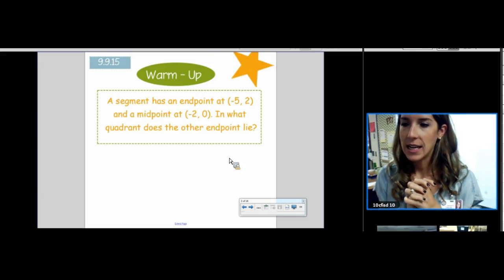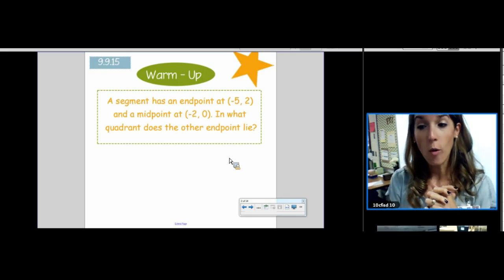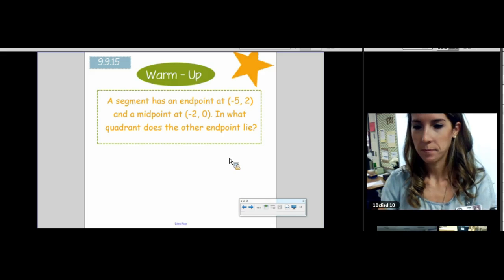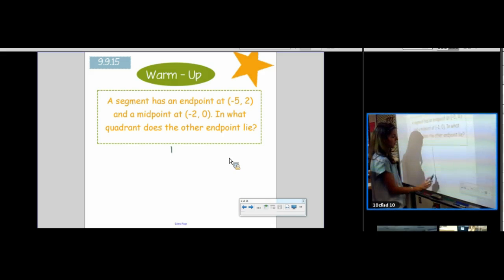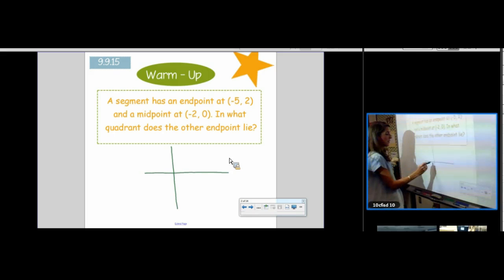A segment has an endpoint at (-5, 2) and a midpoint at (-2, 0). In what quadrant does the other endpoint lie? So you would probably want to start off with a coordinate plane. You're going to plot these to the best of your ability.